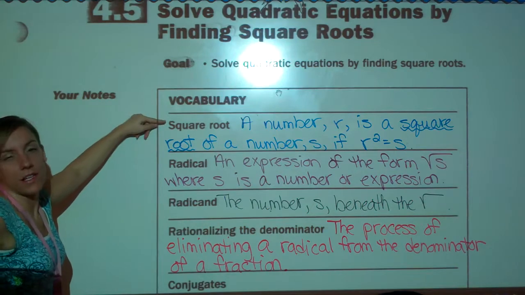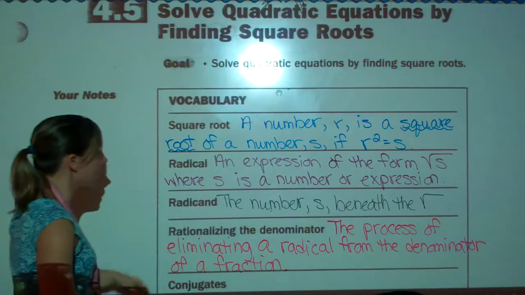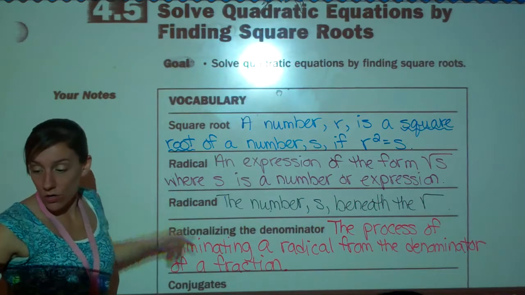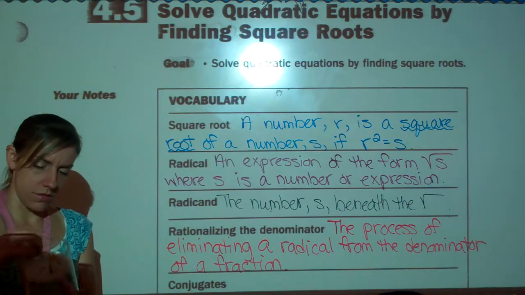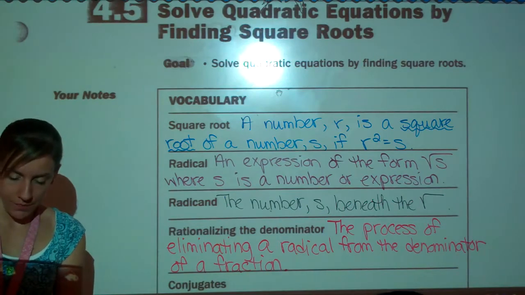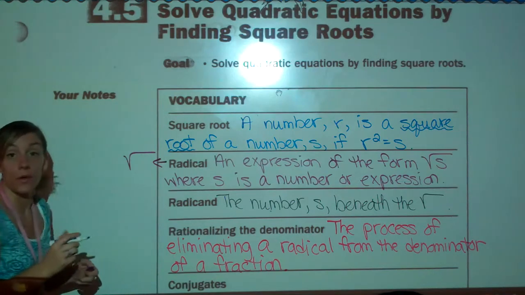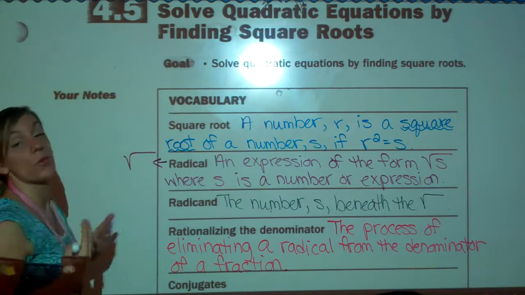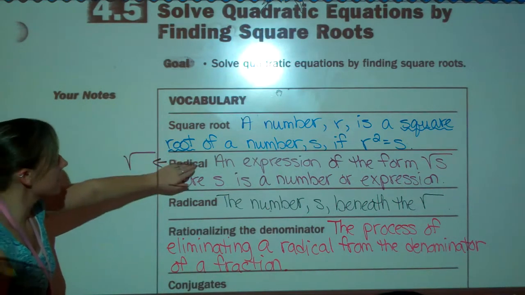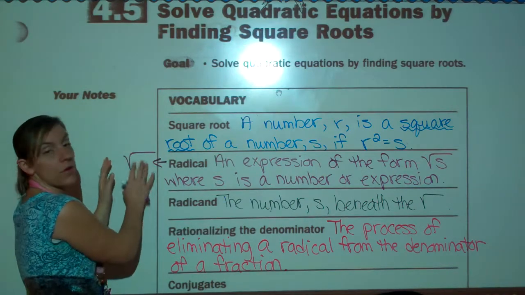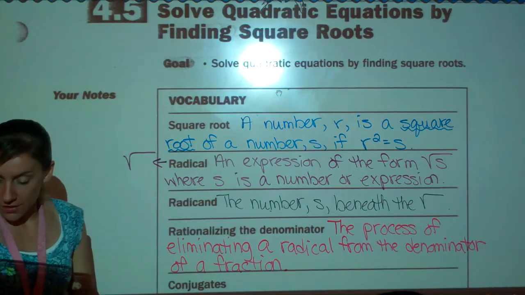A square root, you guys know it's just the opposite of squaring. Okay, and that's what this says, just in more math terms. A radical is the same word for square root. So when you hear the word radical, it really just means square root, or a root. And I mean, it could be a cube root or a fourth root or anything like that. But that's just the name of that symbol, and that type of problem is a radical. And then a radicand is the number underneath there.